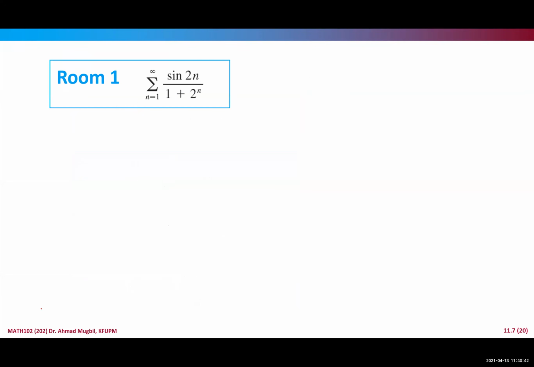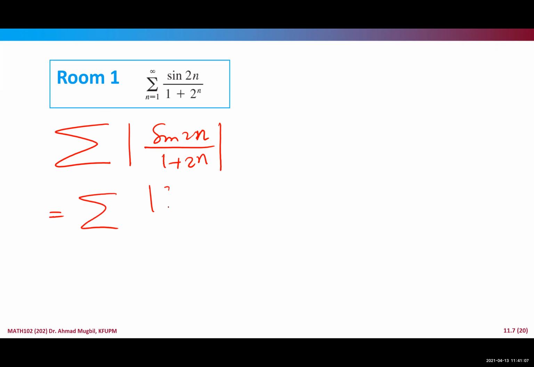Is there a test called the absolute value? No, I forgot the name. The absolute convergence. You will study the absolute convergence with which test? You said convergent, by which test? The absolute value, the series of the absolute values. So you used the series of the absolute values. Okay. Is this what you are talking about? The absolute value of sine 2n over the absolute value of this is the same because it is positive.